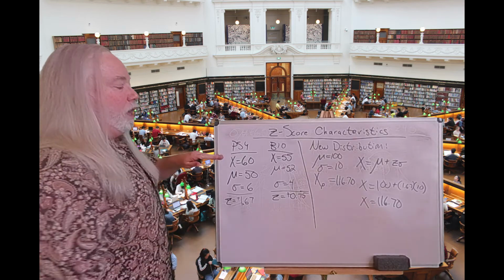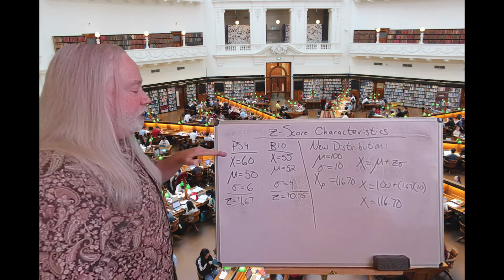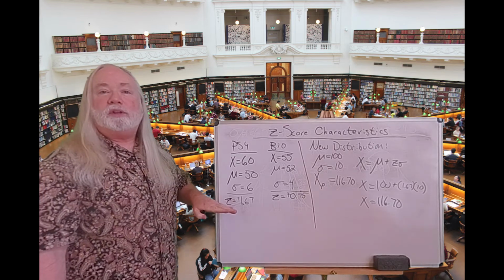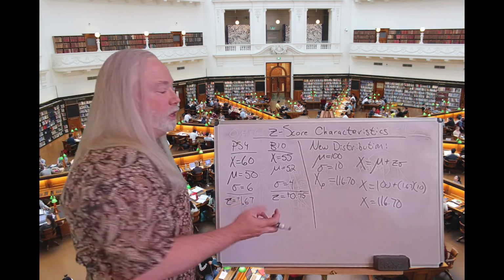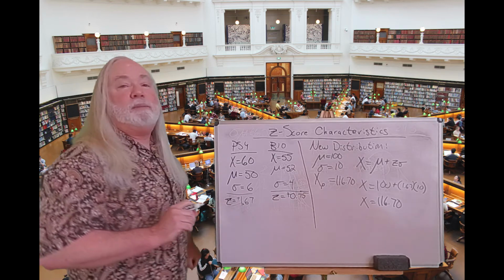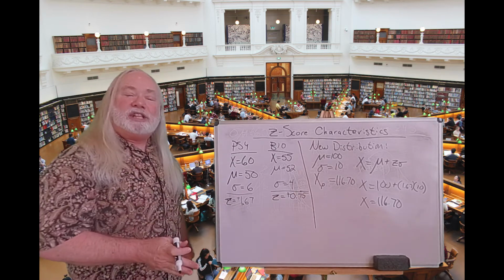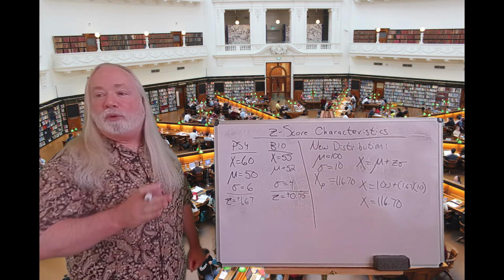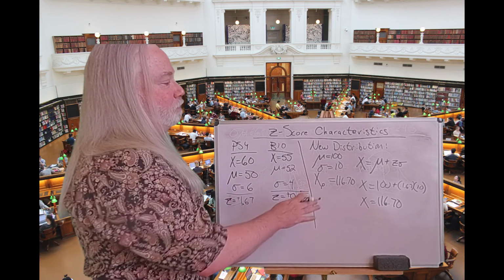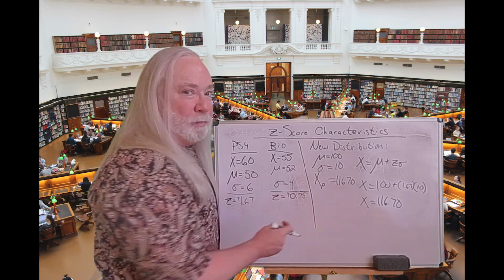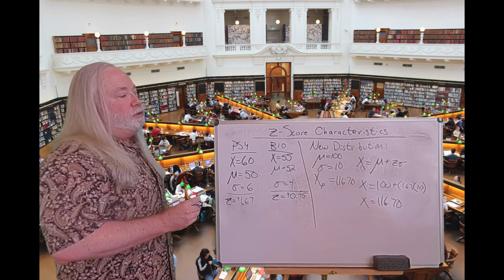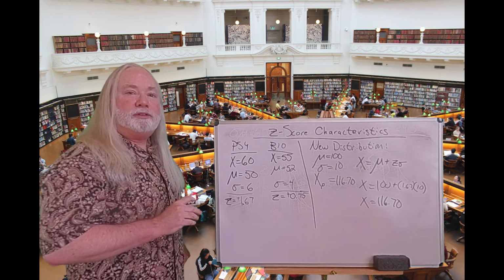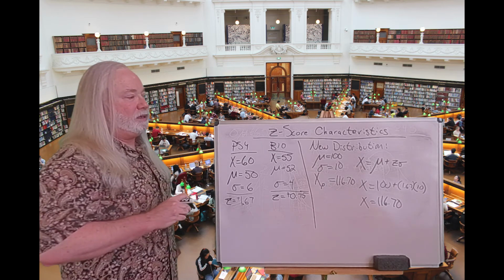Now, a raw score in the original distribution of 60 points converted to a z-score of 1.67, converted to a new raw score on a new scale of 116.70. It didn't change this person's performance. It didn't make them score higher or lower. It simply relabeled it. So let's continue thinking about this in the next clip and take it a little more graphical.